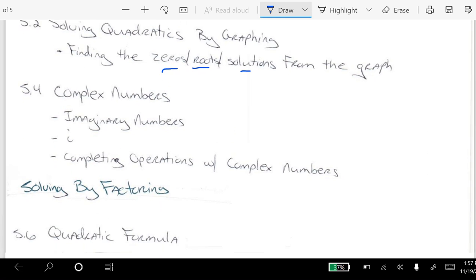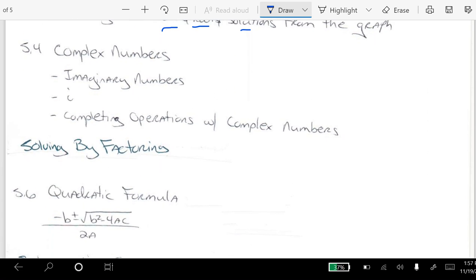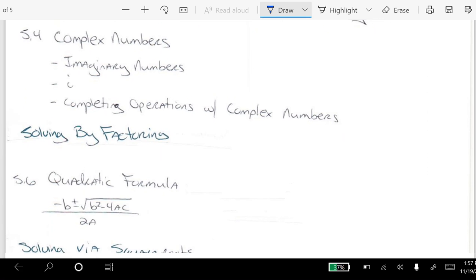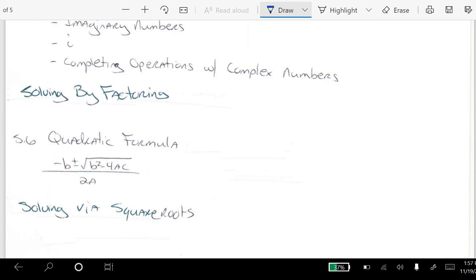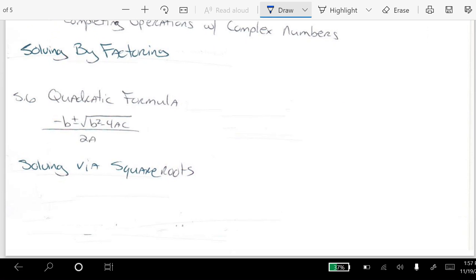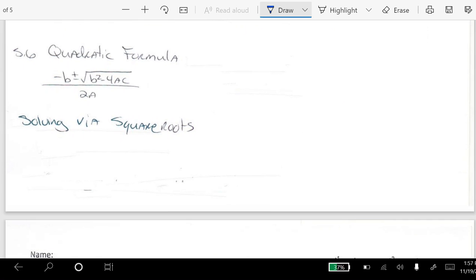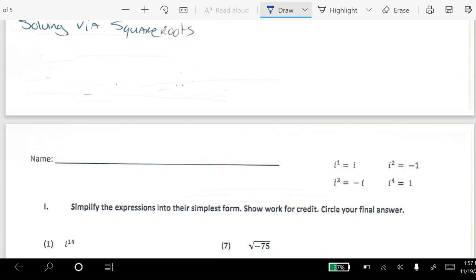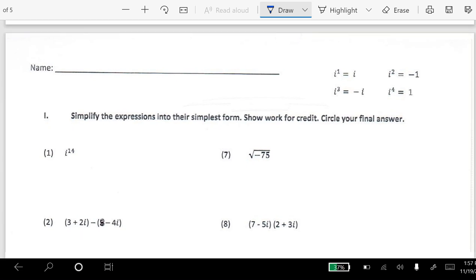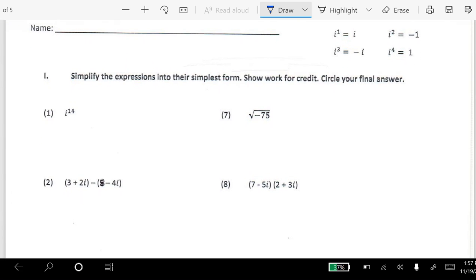So from the graph, you need to be able to find the solutions, and obviously you need to be able to graph it yourself. The complex and imaginary numbers, knowing how to work with I, solving the quadratics by factoring, solving with the quadratic formula, and solving with the square root. So those are the topics. So this first page, I'm just going to go through, I'll try to do one of each type, just again reviewing some of the complex number stuff.